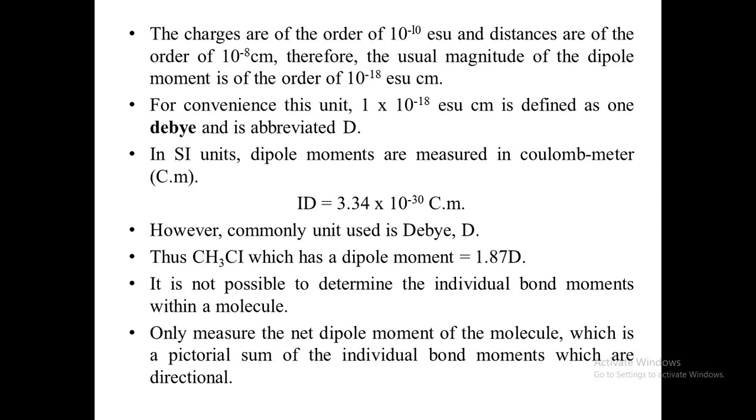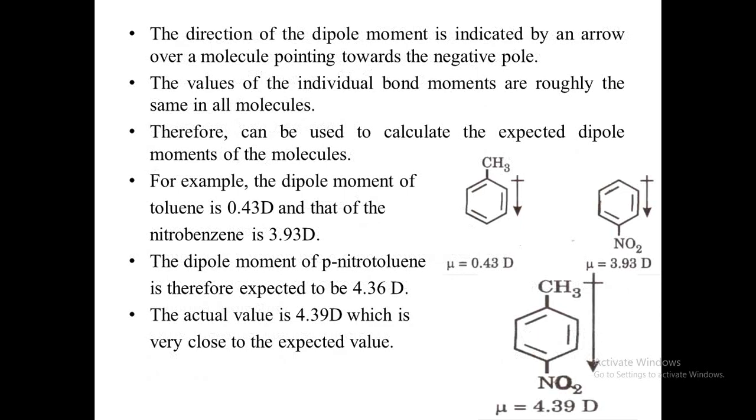So in the second case, the determination of each C-Cl bond is not possible because the molecule is in an accumulated form. By using any type of instrument, it's not possible to determine the dipole moment of an individual bond. We can determine only the dipole moment of the overall molecule. Direction of dipole moment: this is a vector quantity indicated by an arrow over a molecule pointing toward the negative charge.